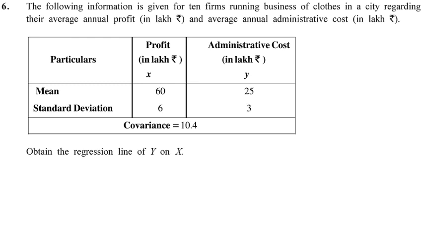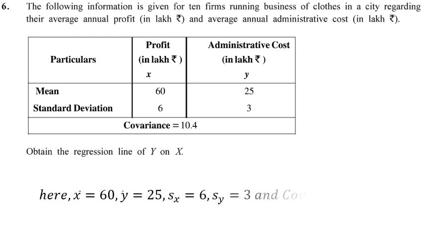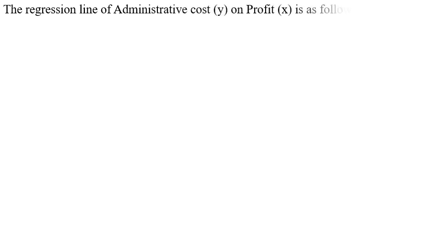The mean, that is x bar and y bar, is given. Standard deviation, that is sx and sy, is given, and covariance, that is cov xy, is given. So here x bar is 60, y bar is 25, sx is 6 and sy is 3, and covariance xy, that is cov xy, is 10.4. So based on these available values, we will start with the regression line of administrative cost, that is the y, on profit, that is the x. And as you know, the equation is y cap is equal to a plus bx.